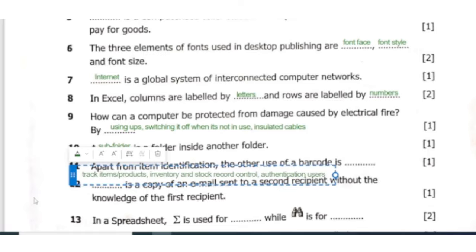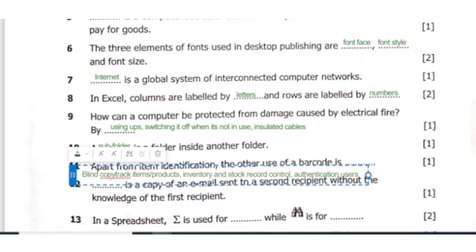We go to the next question. Dash is a copy of an email sent to a second recipient without the knowledge of the first recipient. So this one is called blind copy. Blind copy is an email you send to the second person or recipient without the first one knowing. It's called the blind copy.